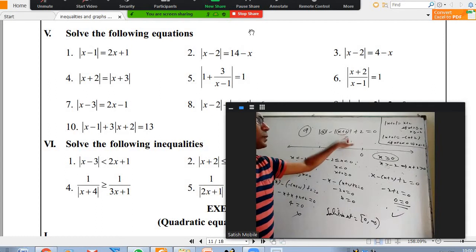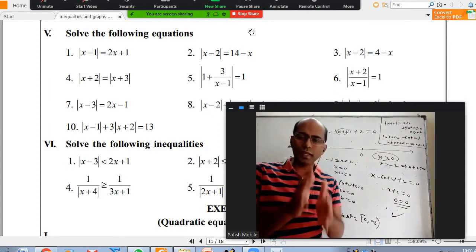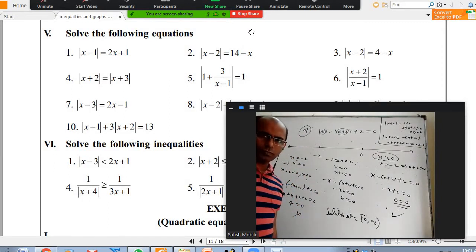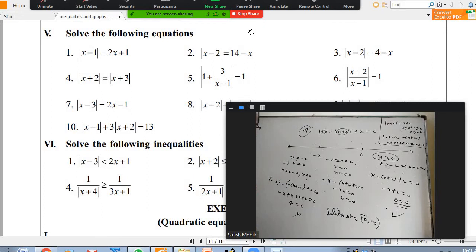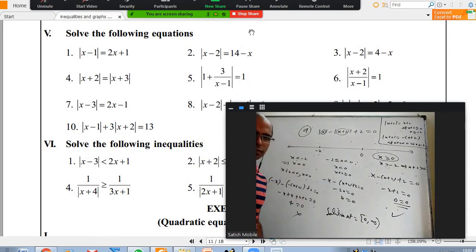Okay, mod x plus 2. Sometimes I wrote plus x plus 2, sometimes I wrote minus x plus 2. What is the transition number? 2 or minus 2? Minus 2. Those transition numbers only are this. Basically, where this becomes 0, write that number. Where this becomes 0, write that number. Whichever is smaller on the left, whichever is bigger on the right.